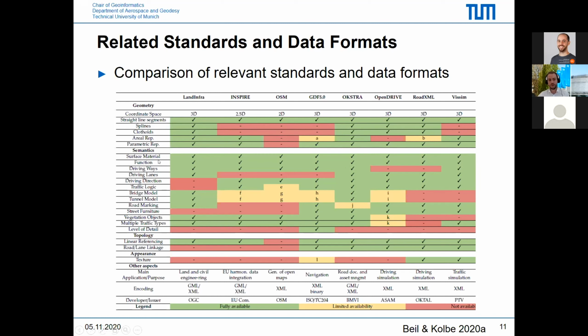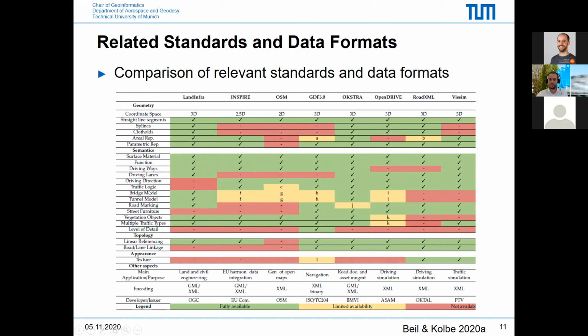We also had a look at different semantic capabilities of these standards. For example, all of the standards, unsurprisingly, allow a representation of surface materials or different functions of traffic surfaces. Not all standards support representing street space at a lane level. For some standards, it's only possible to represent the entire width of the street, for example, by a single center line.